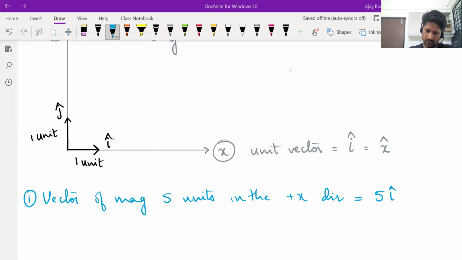Saket, you tell me, how will you indicate or denote a vector of magnitude 7 units in the positive y direction? 7 j cap. 7 j cap. Correct.